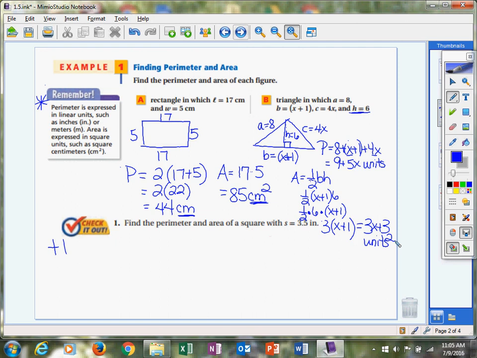All right, the check it out is for you. This is one we haven't done, so we're going to do a square. You may want to draw a figure and label the figure. That may be easier for you to visualize and then plug into your different formulas, okay? Good luck with that.